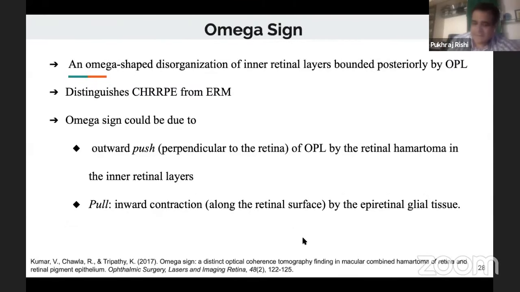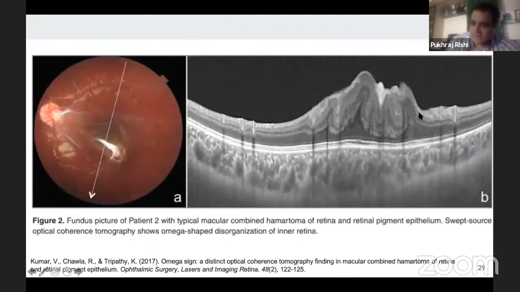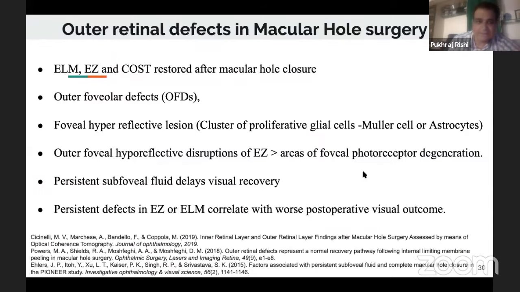So omega sign, as we saw, this is the omega sign on the scan here. The outer retinal layers are quite preserved. We saw that in ERM, this can be disrupted. But here, because it's a case of combined hamartoma, the outer retinal layers are preserved along with the acute disruption of the inner layers and the omega sign.